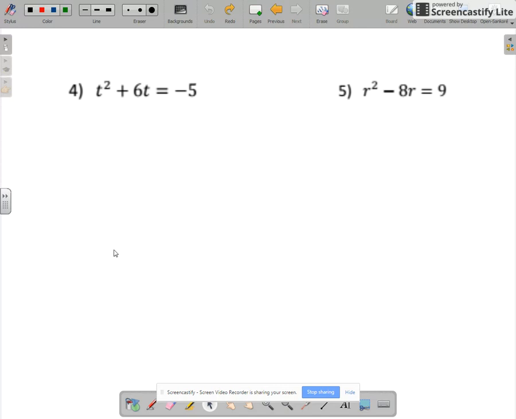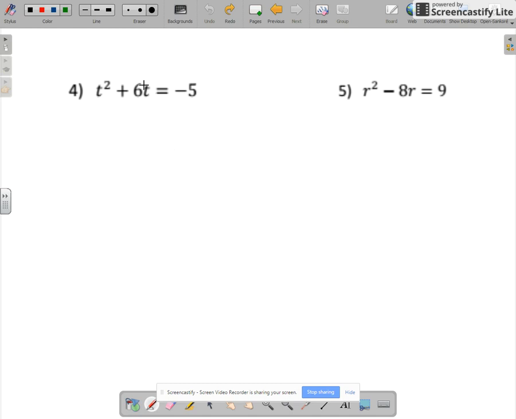Okay, so example number 4, t squared plus 6t is equal to -5. Okay, so you should have already tried these on your own, and now you're just checking your answers. Okay, so we have that. Part 1 of our steps is already completed. The constant is on one side, and the x or x squared term is on the other.